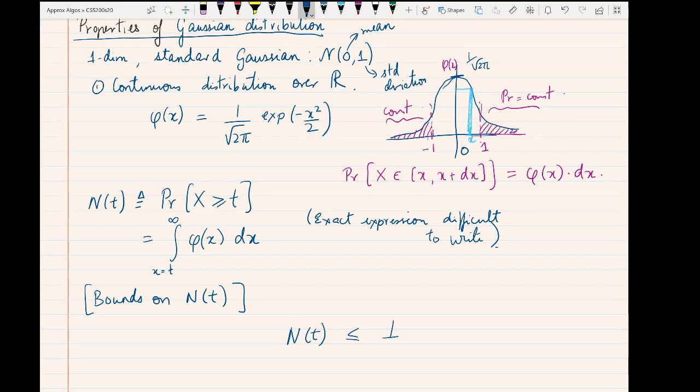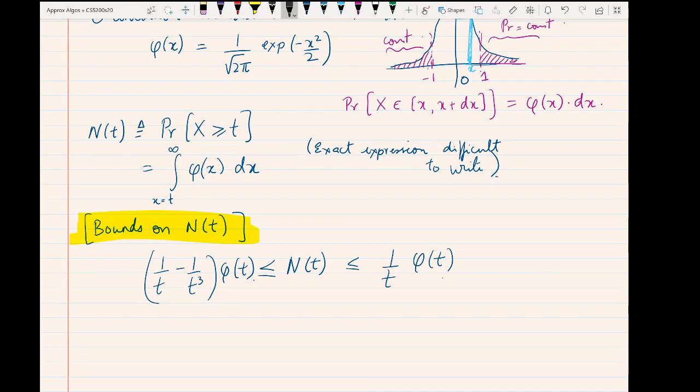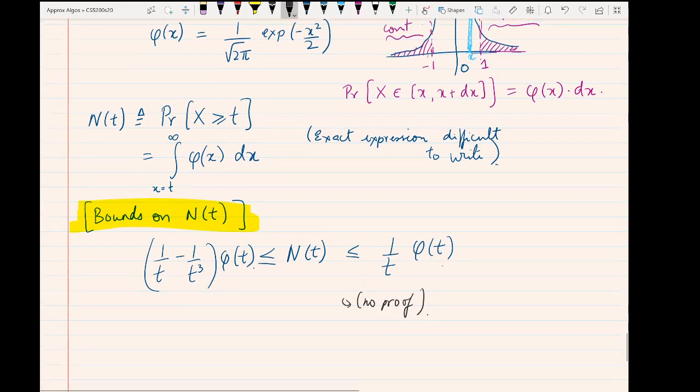N of t is at most 1 over t times phi of t, and it is at least 1 over t minus 1 over t cubed, times phi of t. This is going to be quite an important property that we'll use in a key way. I'm not going to prove this. You can prove it using some standard bounds on phi of t, because phi itself is not easily integrable. You can consider an upper bound and a lower bound on phi as functions which are integrable, and prove these bounds. But it's more of an exercise than useful for us in today's context.